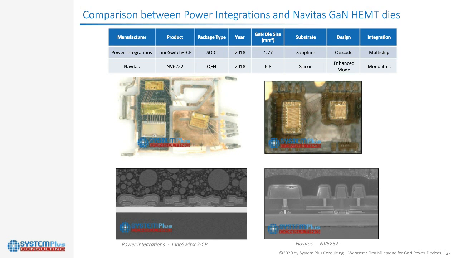Navitas proposed GaN on silicon, while Power Integrations proposed GaN on sapphire. And we also have the design and the integration. So Power Integrations is a cascode, Navitas is an enhancement mode, and the integration is multi-chip and monolithic. But actually both are integrated in wall chargers, and up to now, both give good performance in all their chargers.